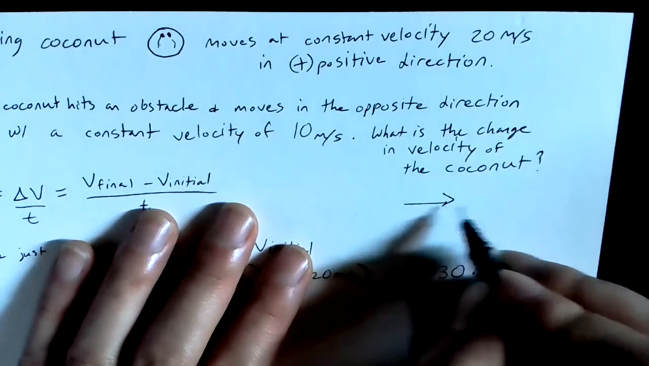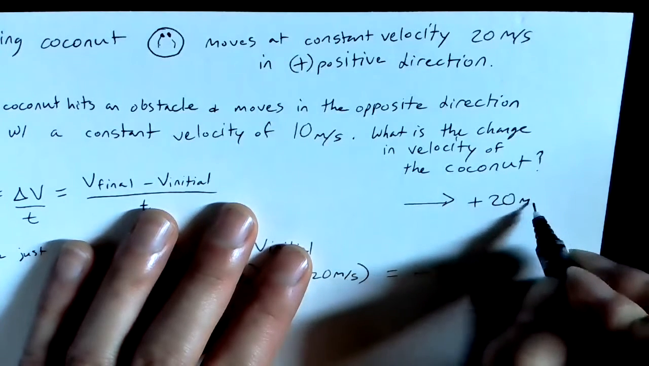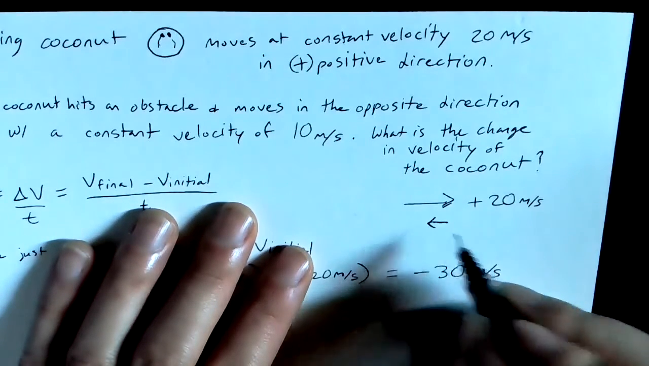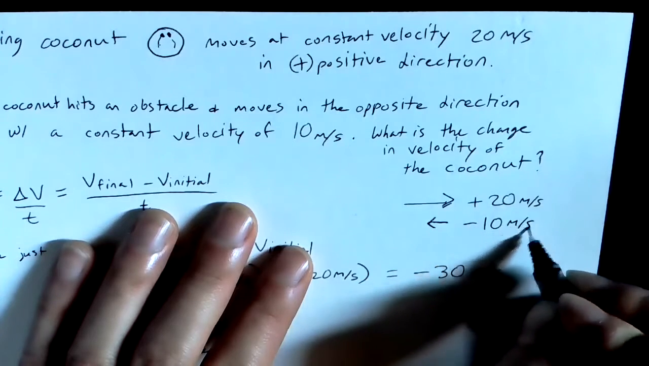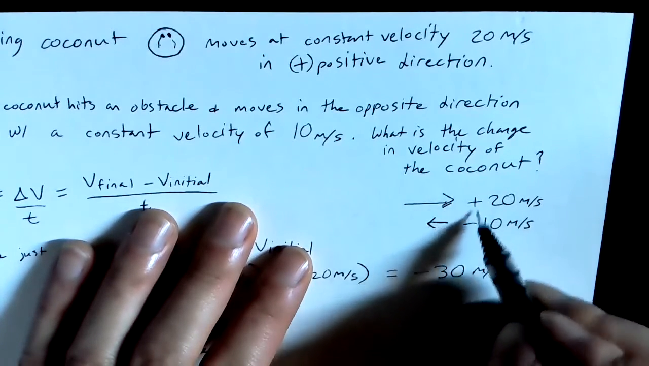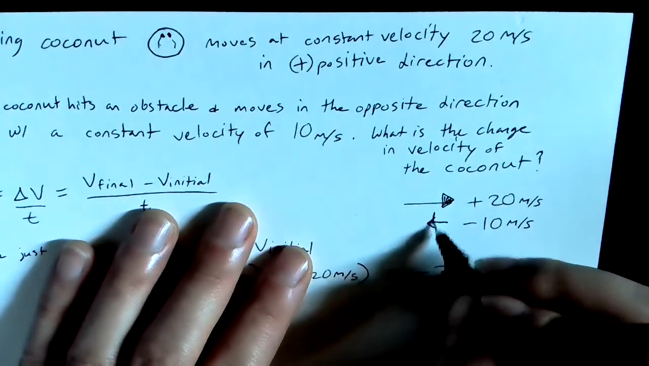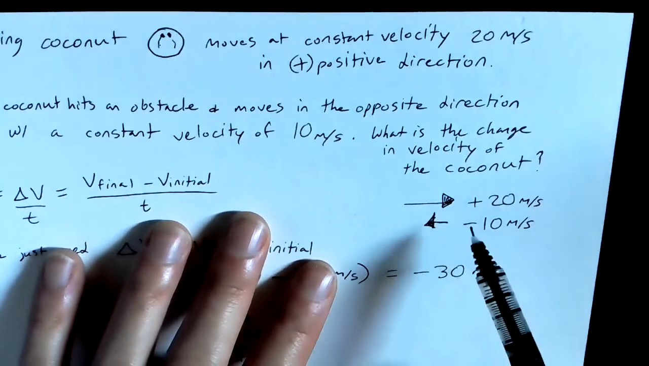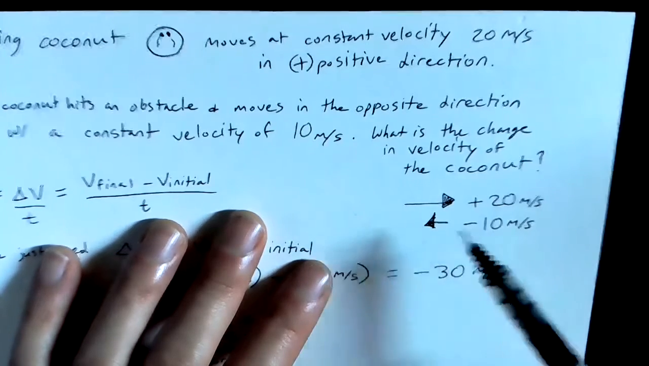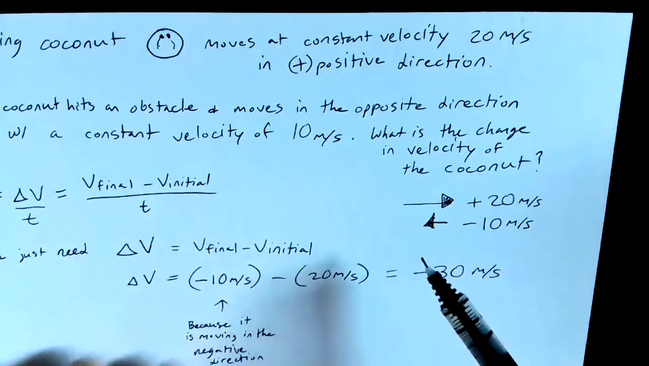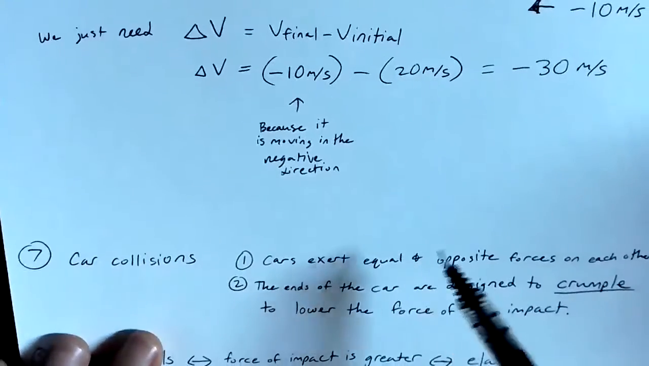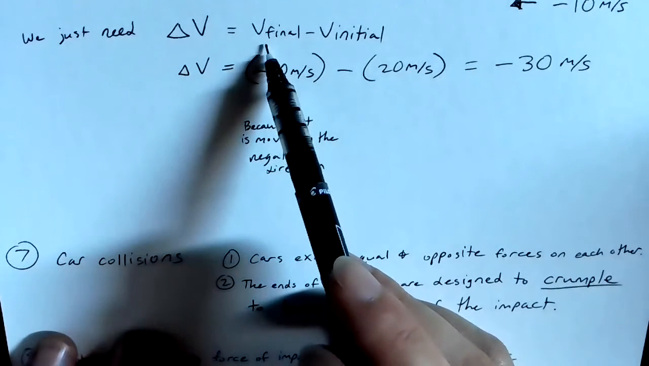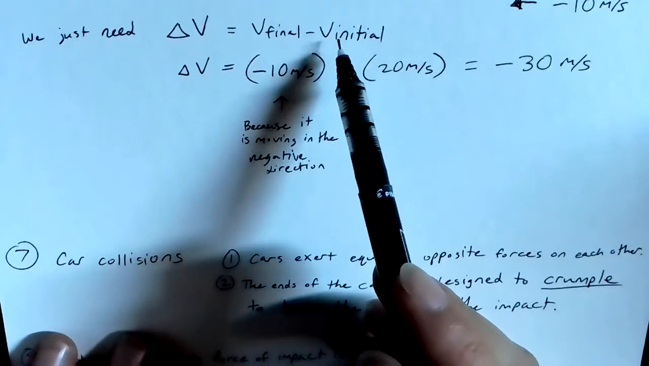So the coconut was going 20 meters per second in the positive direction. And then after the collision, the velocity is going the other way. If there's a change in direction, there's a change in the sign. So positive 20 meters per second before collision, and now it has a negative velocity because it changed directions. And now you just need to find the change in velocity. And delta V equals the final V minus the initial V.